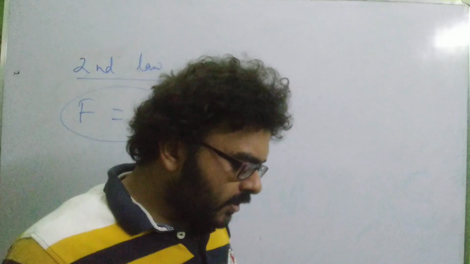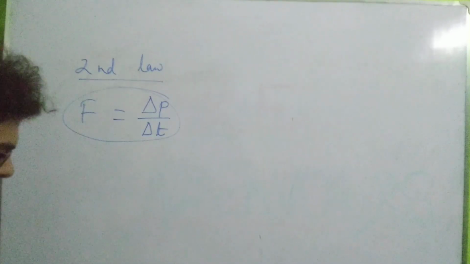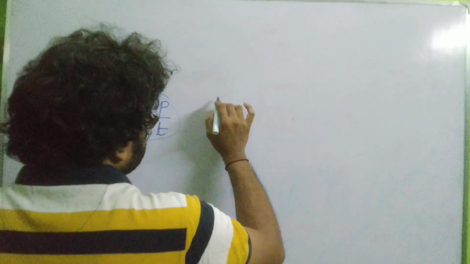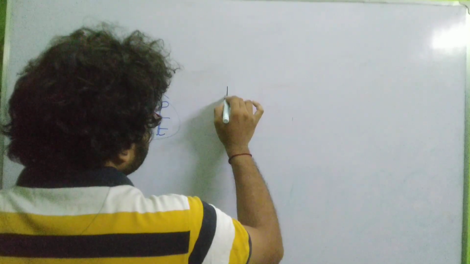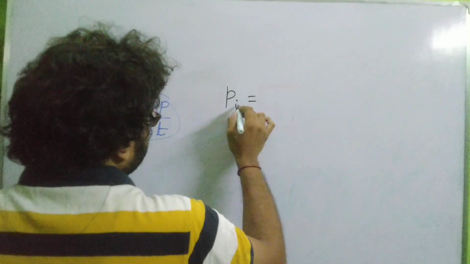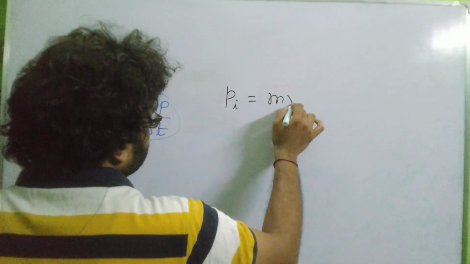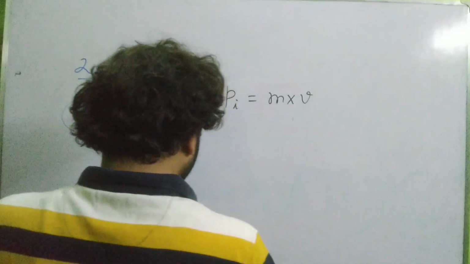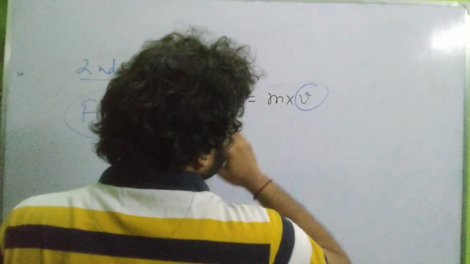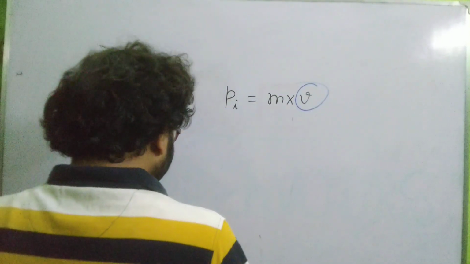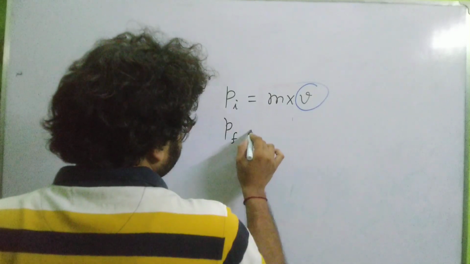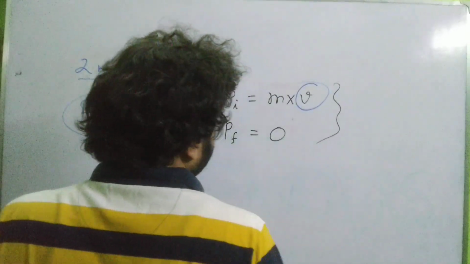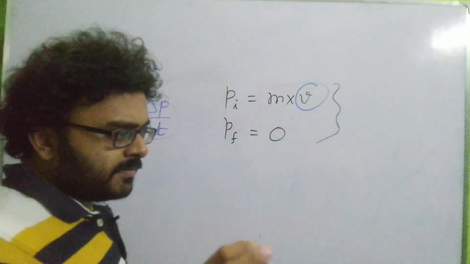See, when the ball is moving, it has a certain momentum. So initially when the ball is just falling from the sky, it has a certain initial momentum. Let us consider it to be Pi. So it is basically mass into velocity of the ball at that instant. Now when you catch the ball, what happens to this velocity? The velocity becomes 0, isn't it? So the final momentum can be considered to be 0 because the velocity of the ball turns out to be 0. So this change in momentum must have occurred in a certain specified time.